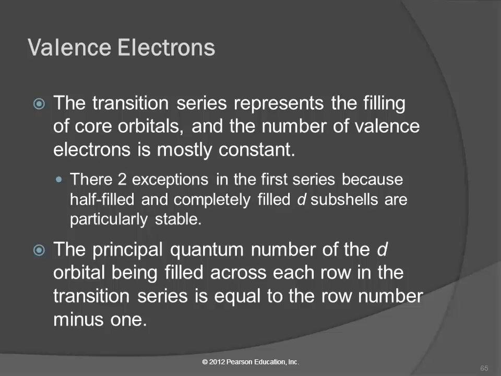So if we look at, I wish that had numbers, 1, 2, 3, 4. If we look at period 4 on the periodic table, actually let me just go through this real quick and then we'll look at it on the periodic table that's coming up next. So there's 2 exceptions in the first series, and those happen because a half-filled d orbital is especially stable and a completely filled d orbital is especially stable. The principal quantum number of that d orbital being filled is the period number minus 1, the row number.